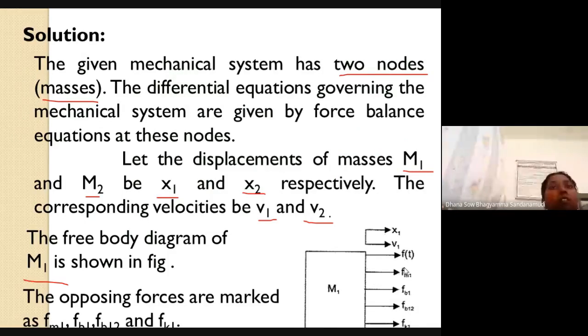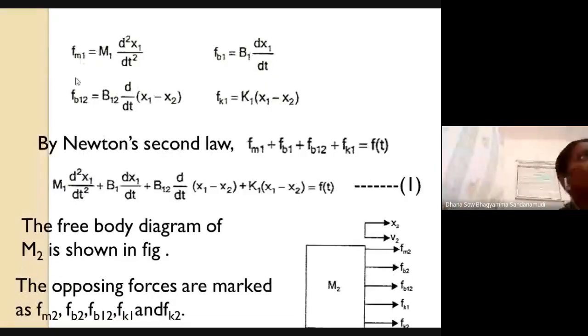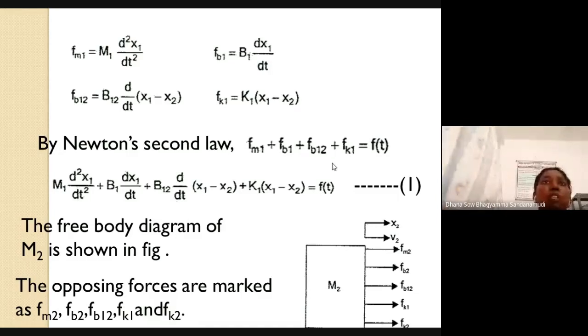Whatever I have written there, the same terms are here. What are the opposing forces? You just write it down; we have already discussed it. The force due to mass is proportional to the acceleration. The force due to friction is proportional to velocity. The force due to elasticity is proportional to the displacement. These are all the opposing forces. According to Newton's second law, the opposing forces are equal to the applied force. The opposing forces Fm1, Fb1, Fb12, Fk1 are equal to the applied force F of t.